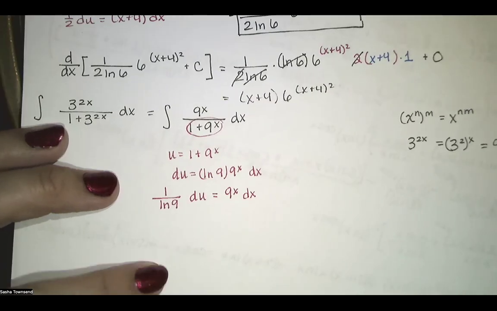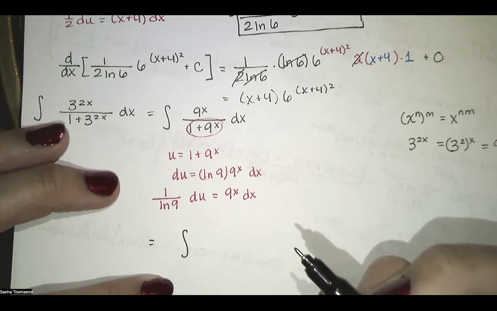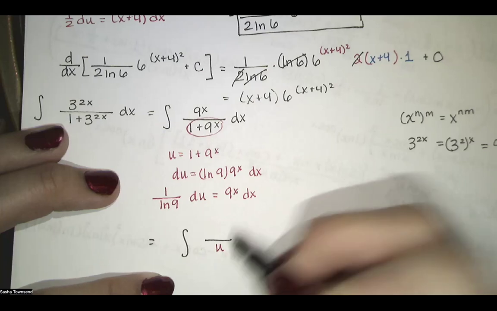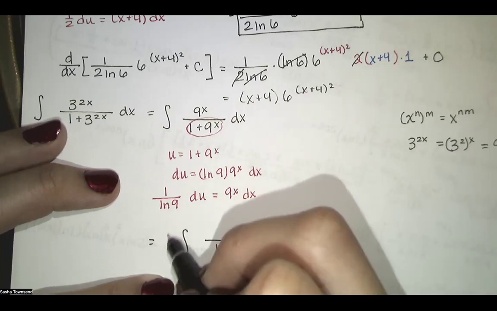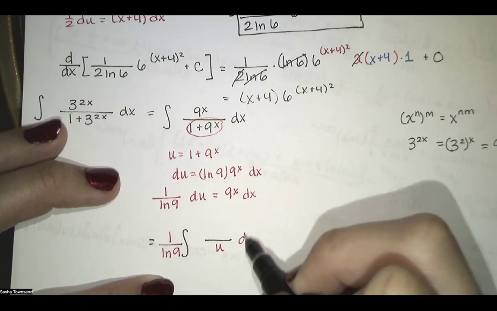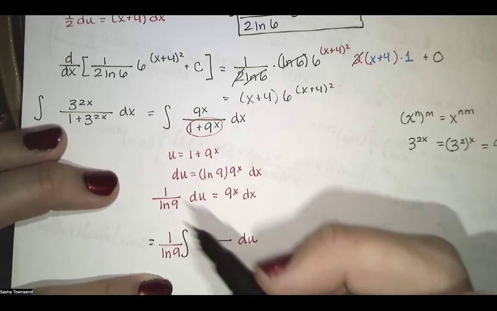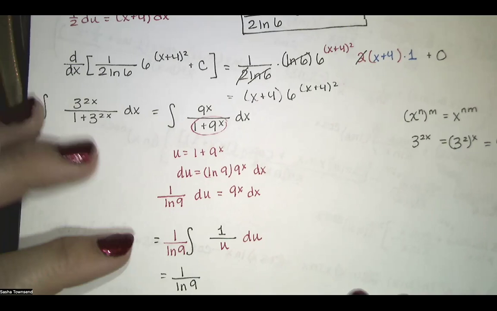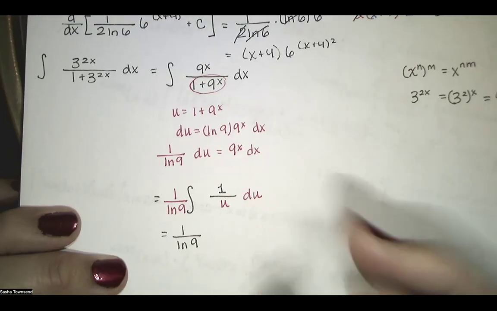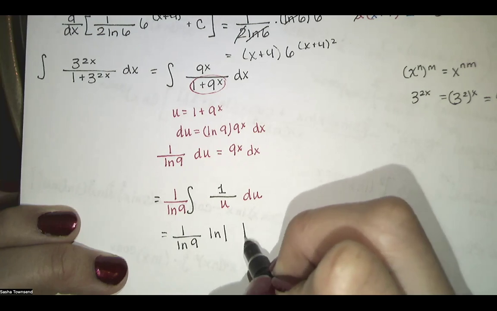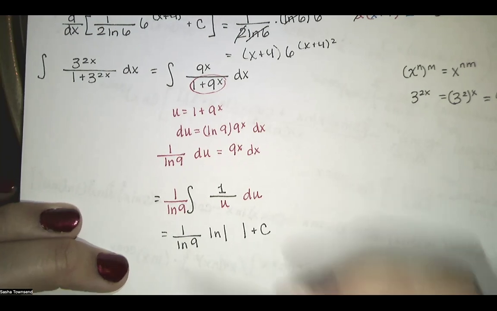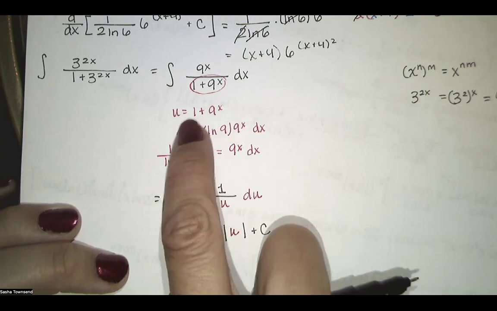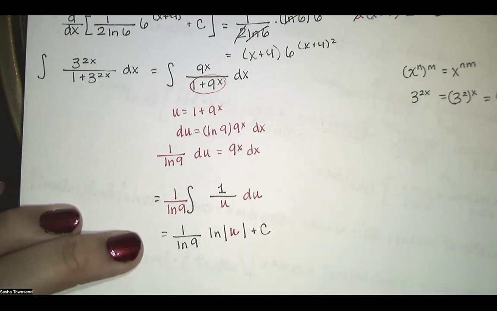Then the integral becomes the integral of, I've got that u in the denominator. 9 to the x dx is 1 divided by natural log of 9 times du. And there's an implied 1 in that numerator. We end up with 1 divided by natural log of 9 times the antiderivative of 1 over u du. What's the antiderivative of 1 over u? It's natural log of the absolute value of u plus c. Then you say, I don't want an answer in terms of u, I want an answer in terms of x. So I replace u with 1 plus 9 to the x.